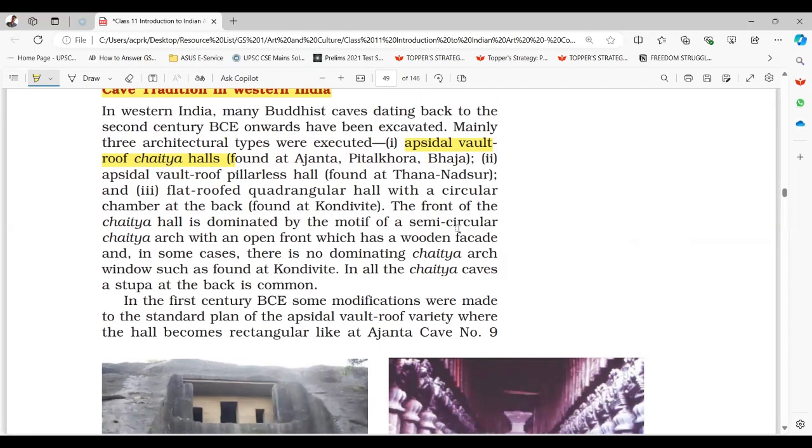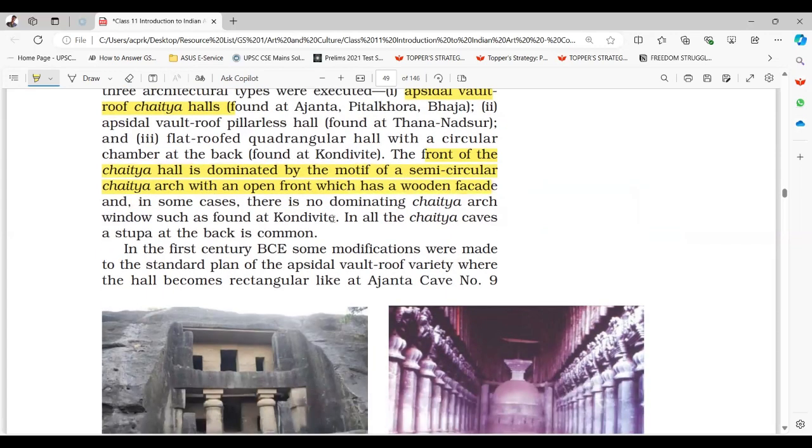The front of the chaitya hall is dominated by the motif of a semicircular chaitya arch with an open front which has a wooden facade, and in some cases there is no dominating chaitya arch window, such as found at Kondivite. In all the chaitya caves, a stupa at the back is common.